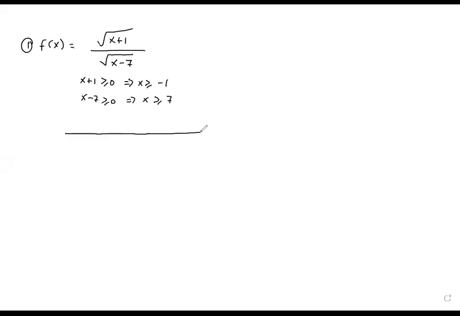If I present them here, they will look like this: -1, 7. So x is bigger or equal to -1, so it will start from there, going this side. X again is bigger or equal to 7, so it starts from here. Then I'll get the intersection. So the domain is from 7 to +infinity. Like that.